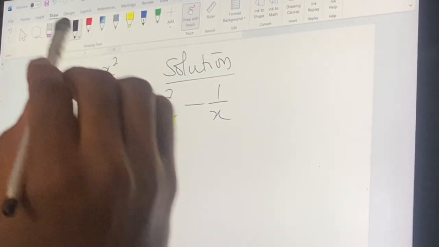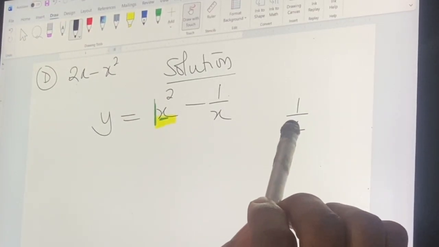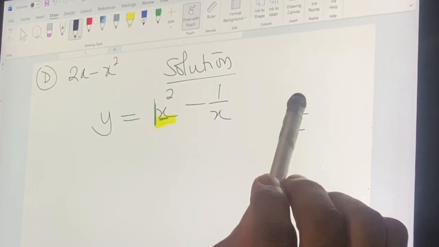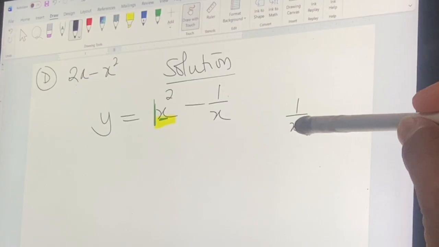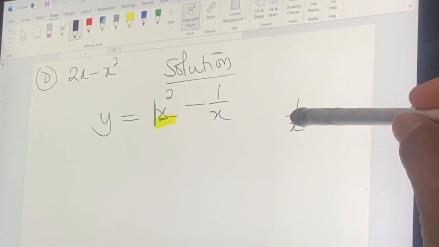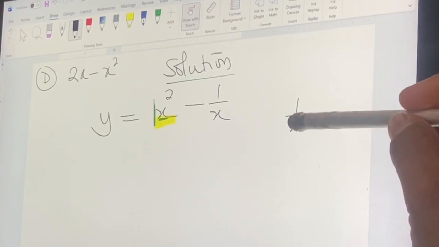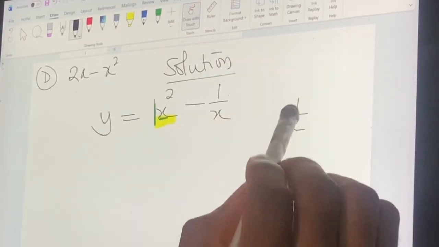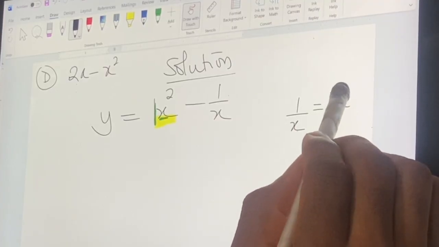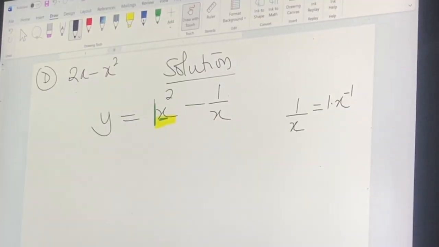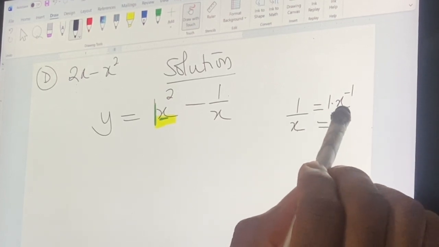So if you have something like this, from law of indices, 1 over s, we can take this s from the denominator to the numerator, and the law is that whenever you are taking anything from the denominator to the numerator, the sign of the power will change. So taking this s from denominator to numerator, I'm going to have 1 times s raised to minus 1. Please take note. And 1 times s raised to minus 1 is the same as s raised to minus 1.